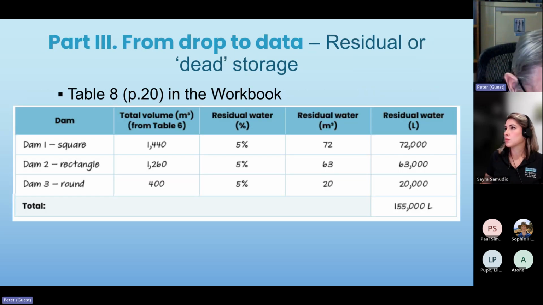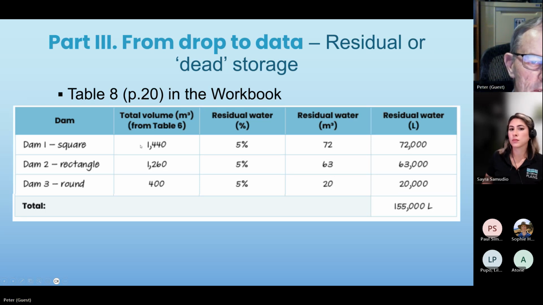So on page 20 of your workbook, there's that table, table 8, to allow for the residual water. This time we're using the volume, not the surface area, of 1,440 cubic metres. We take 5% of that, and the residual water is 72 cubic metres or 72,000 litres. There's 1,000 litres in a cubic metre.